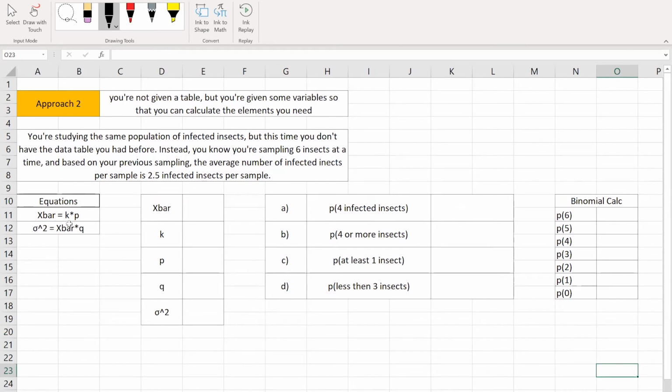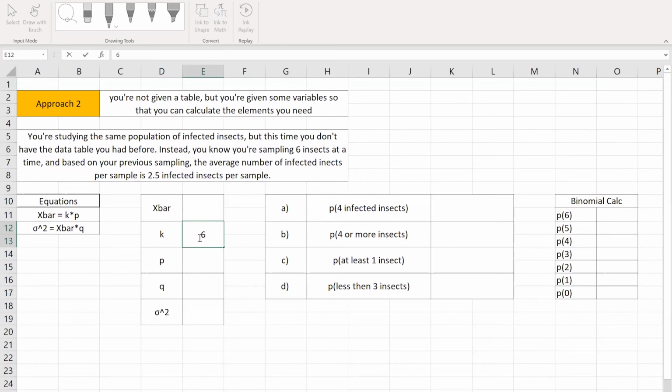So this is approach 2. In this approach, you're not given a table, or I won't give you a table. Instead, I'll just give you some variables, and using these equations, you'll have to calculate everything else. So now you're studying the same population of infected insects, but this time you don't have the data table you had before. Instead, you know that you're sampling 6 insects at a time, so our K value is different. Our trials per sample has changed. It is now 6.